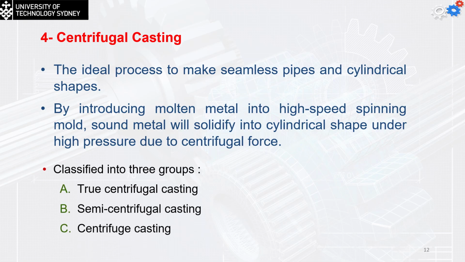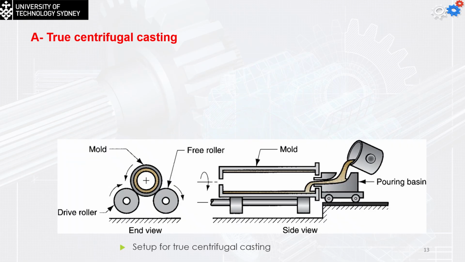It is classified into three groups: the true centrifugal casting, semi-centrifugal casting, and centrifuge casting. So let's start with the true centrifugal casting. The mold has a hollow cylindrical or pipe shape and starts to spin over the rollers here. Now we introduce the molten metal. It builds a thin layer on the wall of the mold due to the spinning and the centrifugal forces, and solidifies layer after layer. Then we have the shape of the pipe.